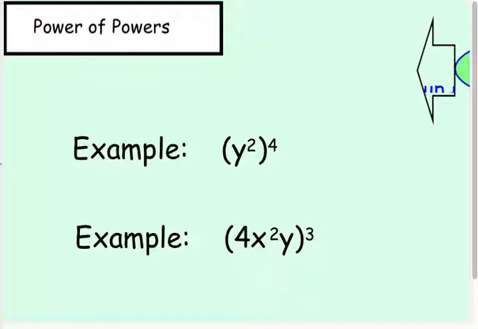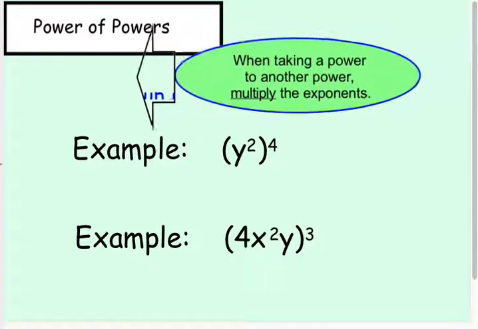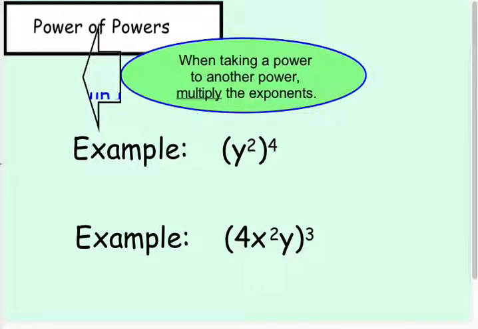Now let's look at the power of powers property. With the power of powers property, when taking a power to another power, you multiply the exponents. For example, I have y squared to the fourth. I need to multiply, so 2 times 4, y to the 8th.